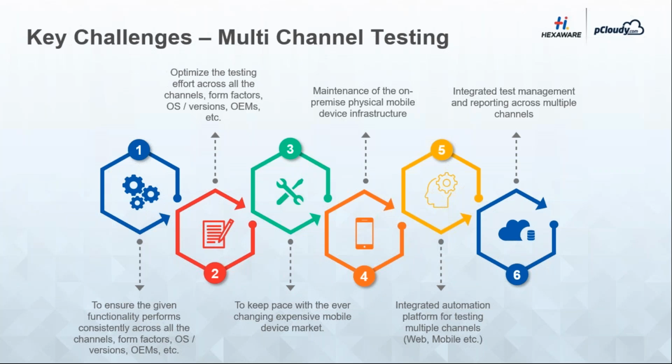Now, adding to that, assuming I have to support all these channels, how do I optimize? Earlier I used to test for one channel, and that itself was time consuming. Now I have to support 3 or 4 more channels. How do we optimize the testing effort across all the channels? Third, even if I decide on some approach to optimize, there is an amount of investment I have to make in having the right kind of infrastructure, right?